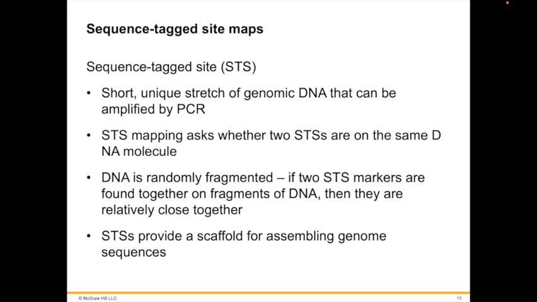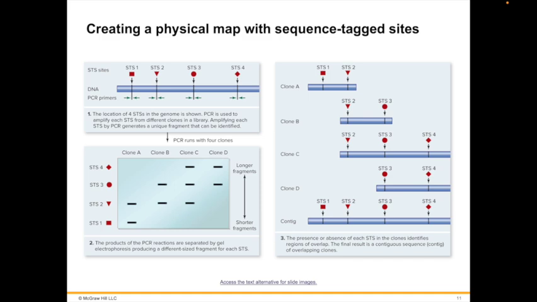DNA is randomly fragmented. If two sequence tagged site markers are found together on fragments of DNA, then they are relatively close together. So sequence tagged sites provide a scaffolding for assembling genome sequences. And there you're seeing it there. So this is creating a physical map with sequence tagged sites.